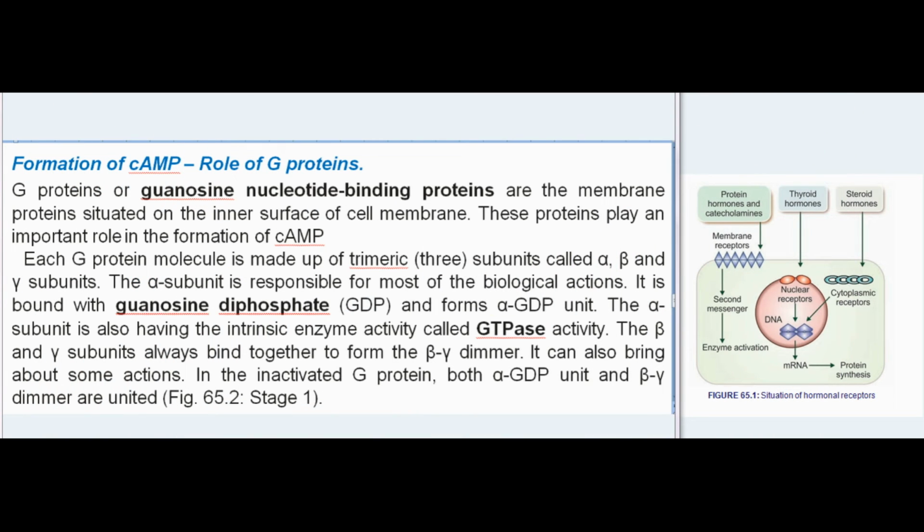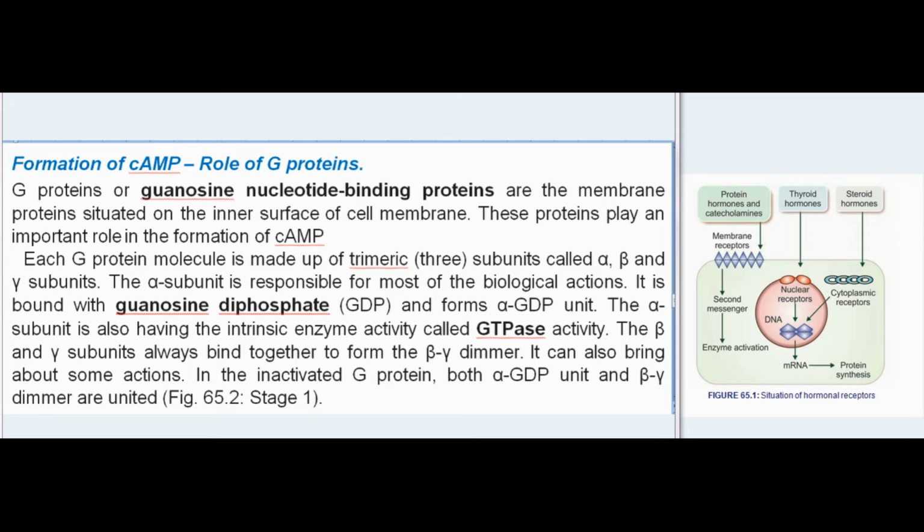Formation of cAMP, role of G proteins. G proteins or guanosine nucleotide binding proteins are the membrane proteins situated on the inner surface of cell membrane. These proteins play an important role in the formation of cAMP. Each G protein molecule is made up of trimeric, 3, subunits called alpha, beta, and gamma subunits. The alpha subunit is responsible for most of the biological actions.